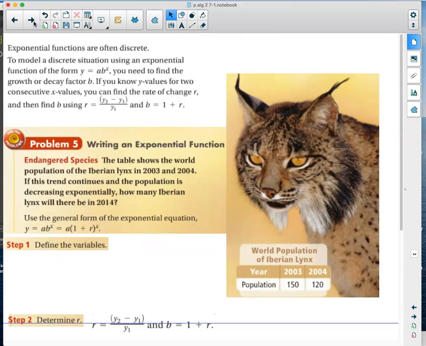And here's another one. That is an Iberian lynx. And every year I worry about these creatures and I check to see what the population is. So I'll talk about that in a little bit.